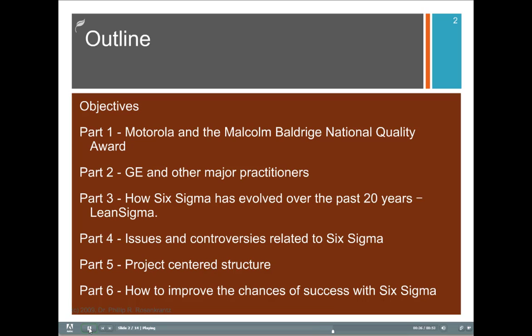Part 5 talks about the project structure of Six Sigma and how critical that is to its success. And then finally, in Part 6, we're going to talk a little bit about how to improve the chances of success with a Six Sigma program.